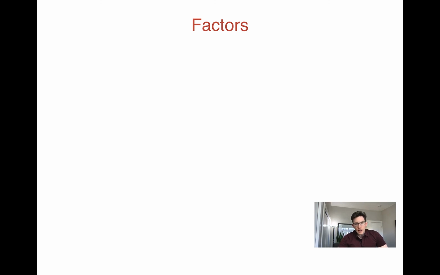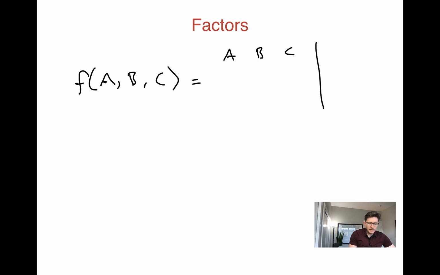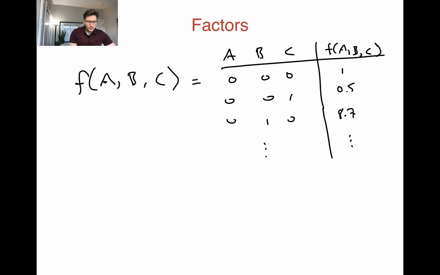Before we discuss the algorithms specifically, let's define a few things. The first is a factor. By factor, we just mean a probability table over some set of random variables. So if I write f of a, b, and c, I could write this down as some table where we have a, b, and c. For every possible assignment, here we're imagining A, B, and C are binary, but they don't have to be in general, there's some value of f of A, B, and C.